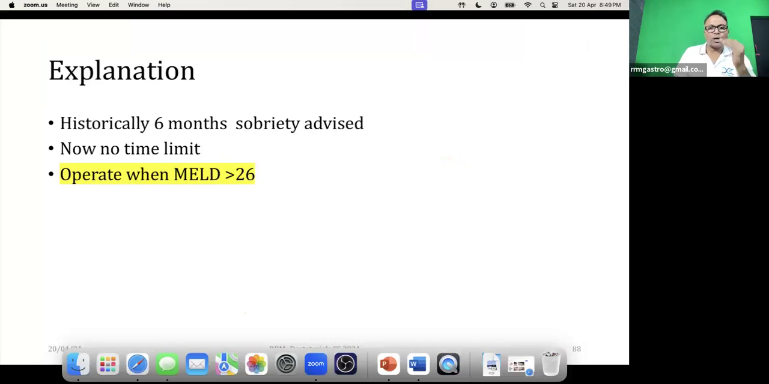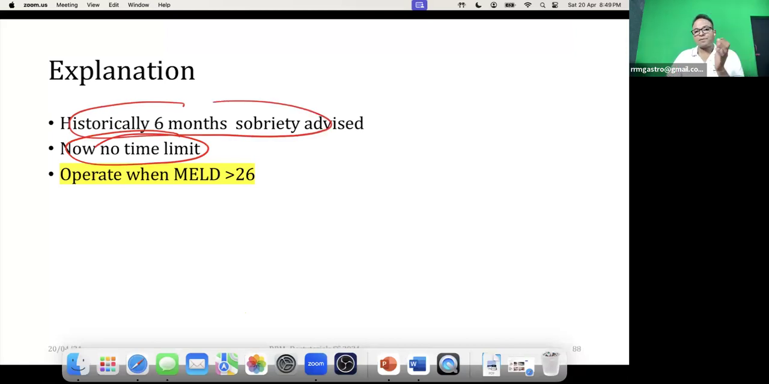So when should a patient stop drinking alcohol? Now, no time limit. New update, no time limit. Even a patient who had alcohol last week also can be taken for surgery. Previously, 6 months of abstinence was compulsory, but it is no more. That is why now we are doing transplant.